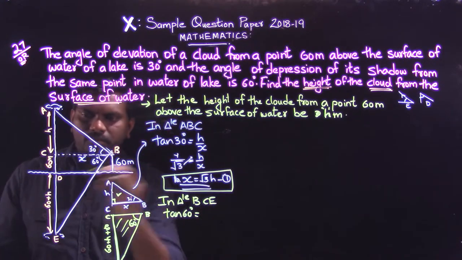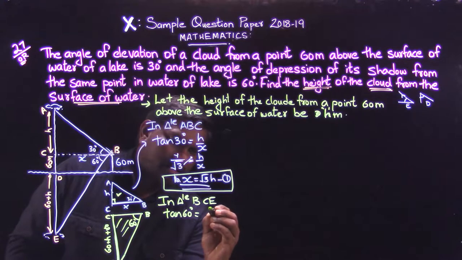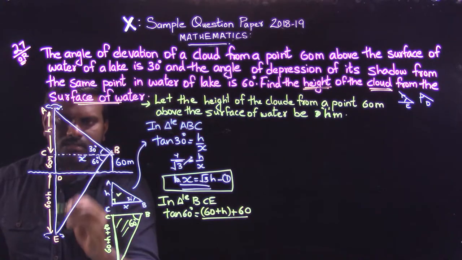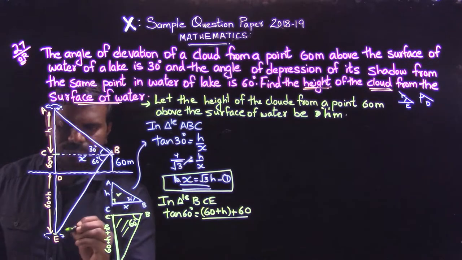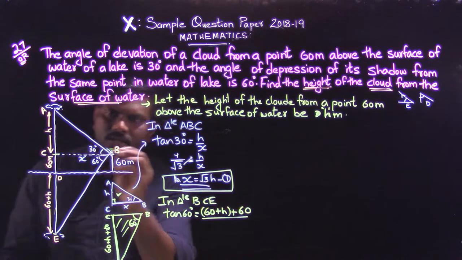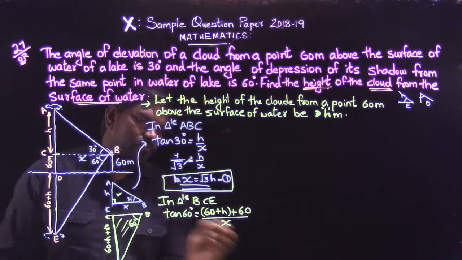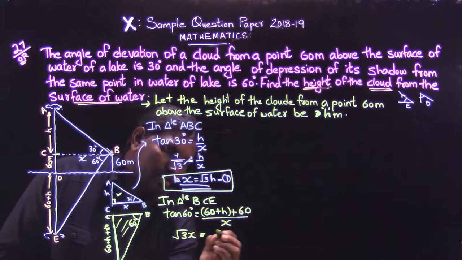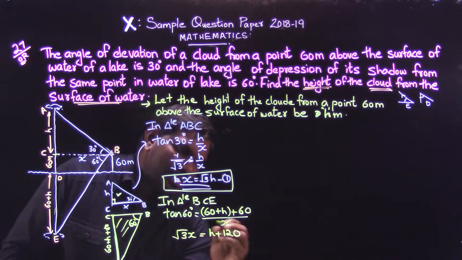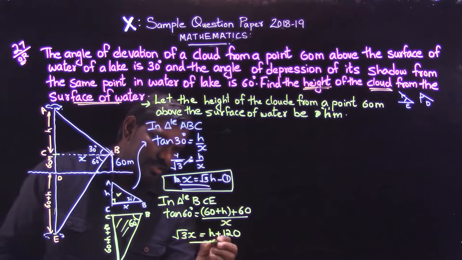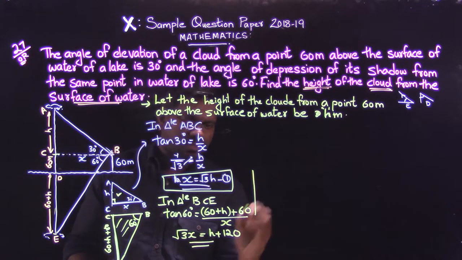So the opposite side is 60 plus h, the earlier height, plus the next height, which is again 60, because this entire height is what you are looking at from here to here. This entire height, 60 plus h plus another 60, by your adjacent side, which is going to be x. And from here, you already know that tan 60 is nothing but root 3, and x will come up. That gives me h plus 120. Clear? 60 plus 60 is going to be h plus 120.